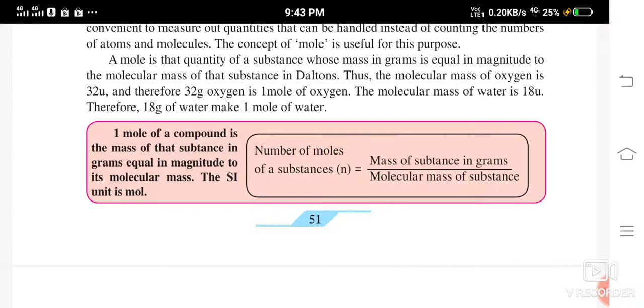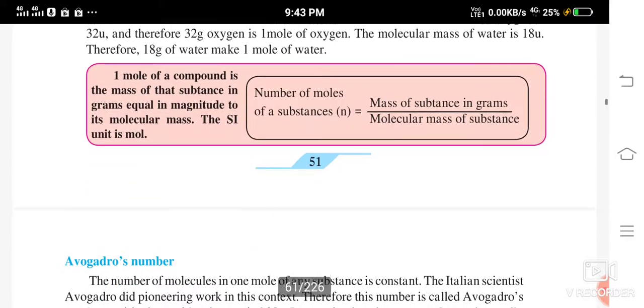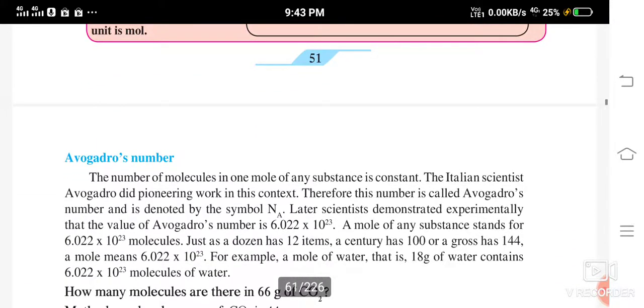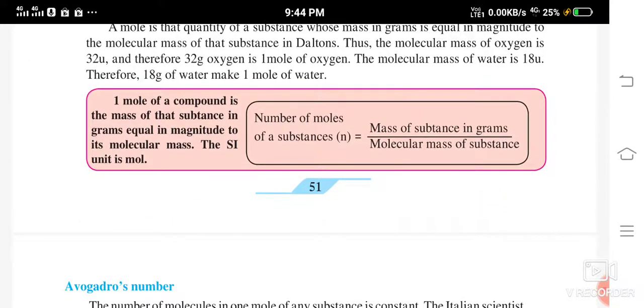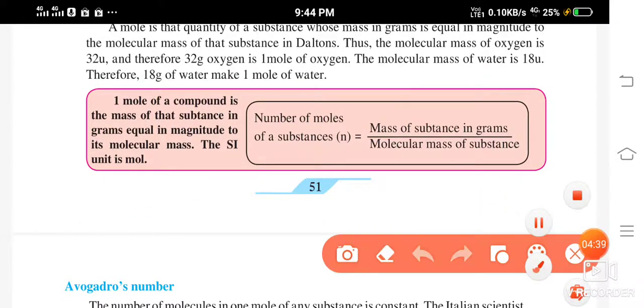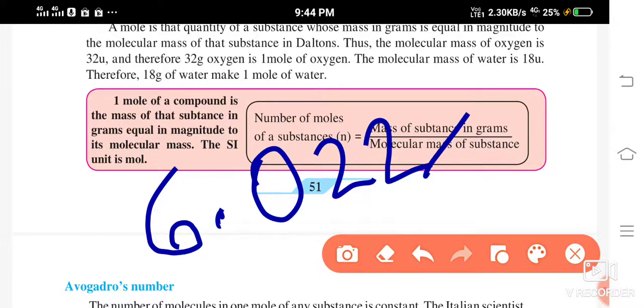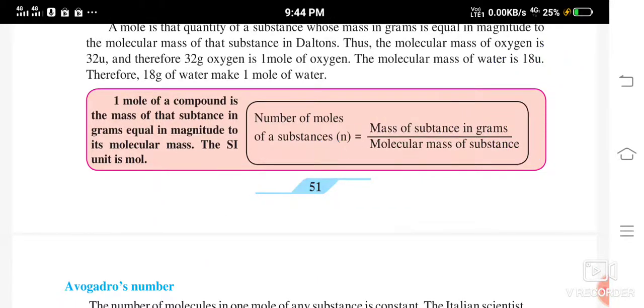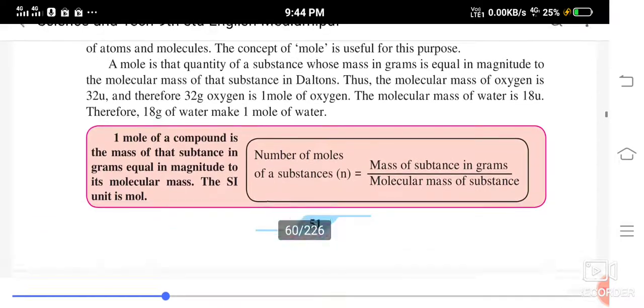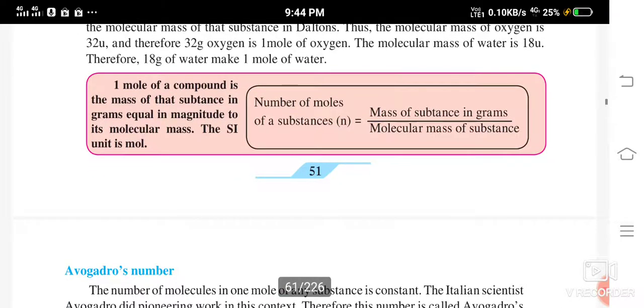So, now you know this. I have told you, 1 mole of a substance is equal to 6.022 into 10 to the power of 23 particles. Right? So, the molecular mass of water is how much? 18 Dalton. Therefore, 18 grams of water is equal to 1 mole of water.